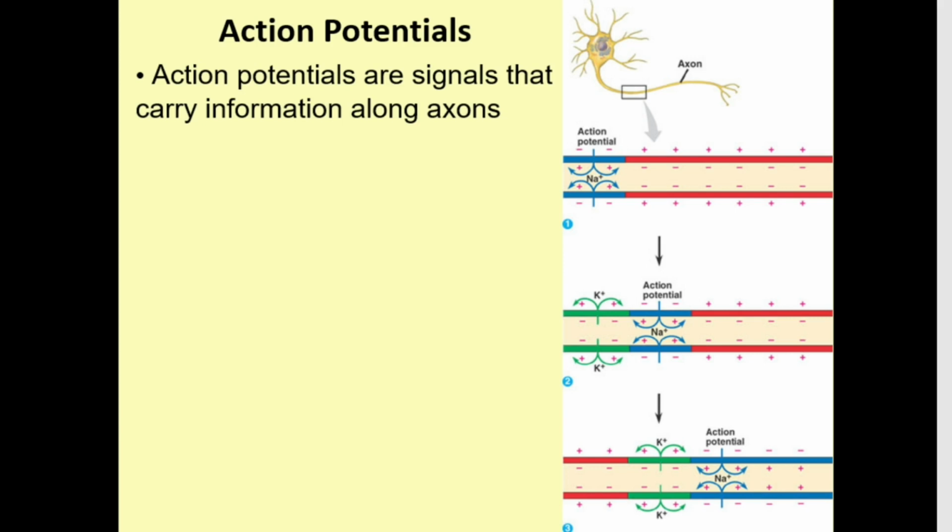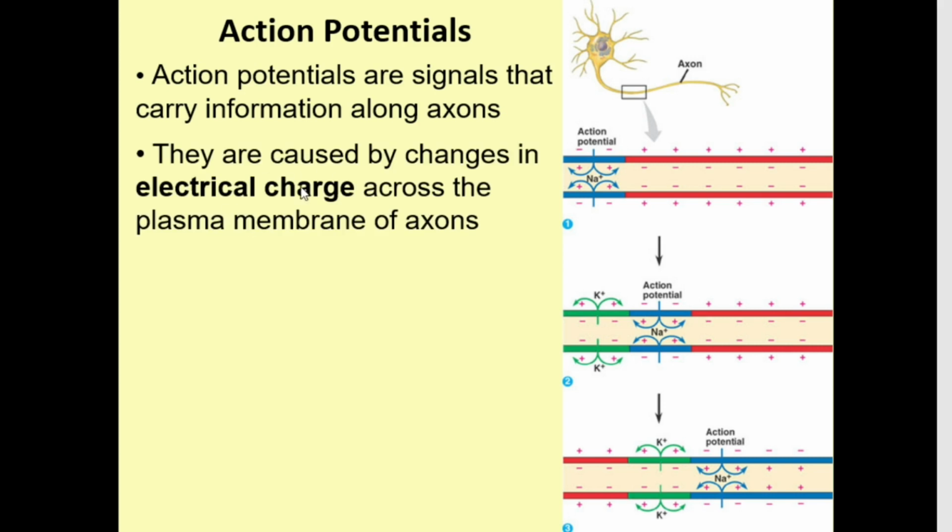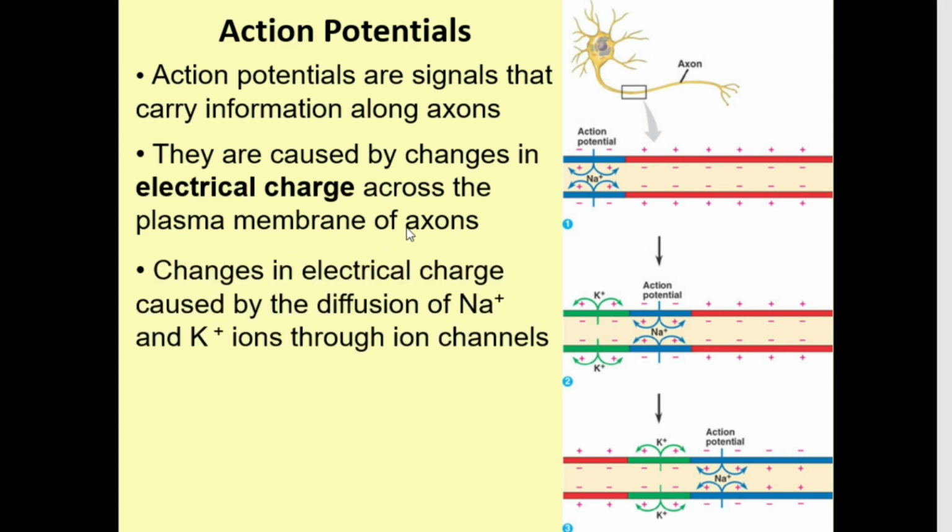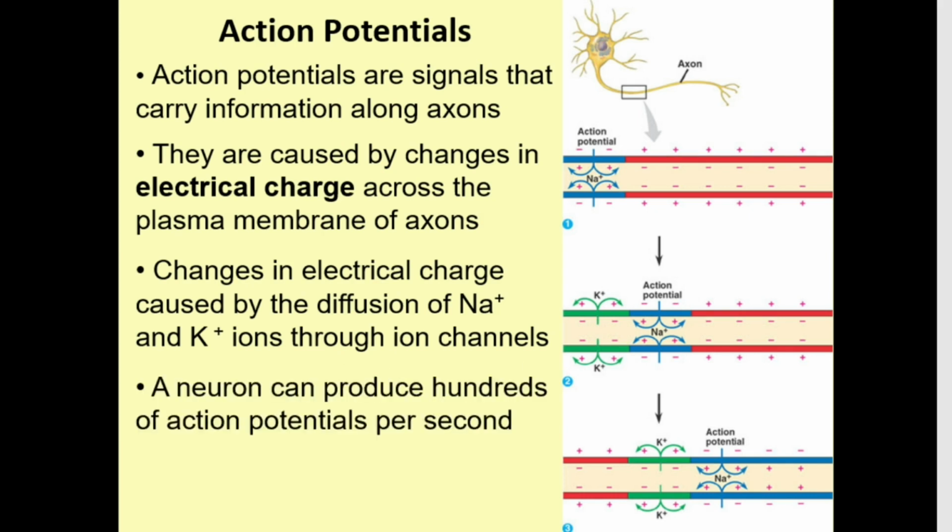Instead, what we actually do is rely on a type of diffusion, but instead of doing this over the entire length of our neurons, we do it over very, very small sections of the membrane of our axons. Action potentials are caused by changes in electrical charge across the plasma membrane of axons. So specifically, when we look at these, we are measuring the changes in electrical charge caused by the diffusion of sodium ions and potassium ions through special ion channels within the membrane. And because we're doing it just over small sections of the membrane, a single neuron can produce hundreds of action potentials per second.